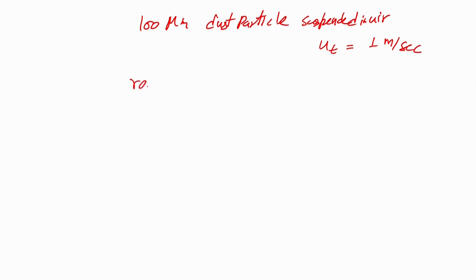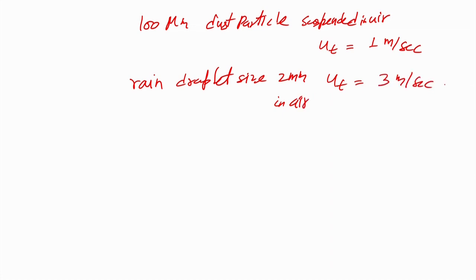And for rainfall, which we have always seen, if I assume the droplet size of the rain is 2 mm, which is very typical, then the terminal velocity in air will be around 3 meters per second. Okay? So, that will be the settling velocity of the rain droplet. If its size is 2 mm, you will see that it is moving at 3 meters per second. If you have a 100 micrometer dust particle suspended in the air, you will see that the terminal velocity will be in the range of 1 meter per second. So, that is the way you can do that.